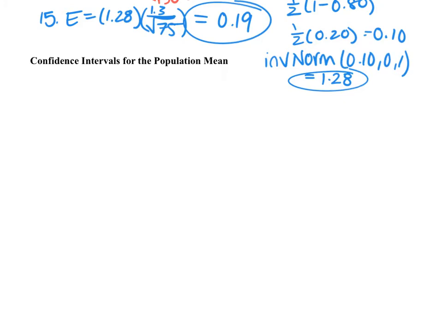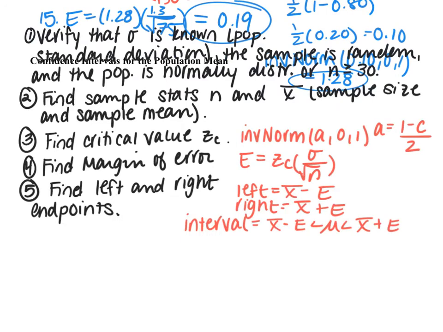So first, we have to verify that we know the population standard deviation. We have to verify that the sample is random and that either the population is normally distributed or our sample size is greater than or equal to 30. Next, we find the sample statistics, the number in the sample, which we need to know, and we need to find the sample mean. All right, let me just write these down real quick.